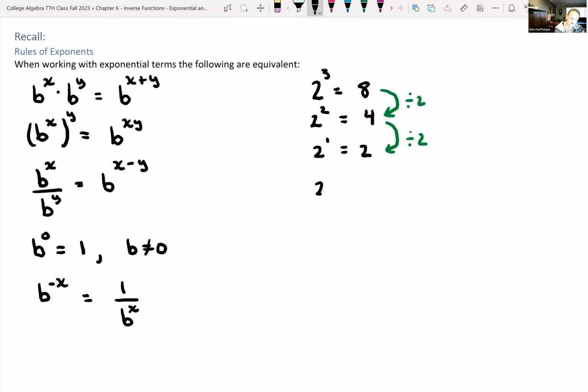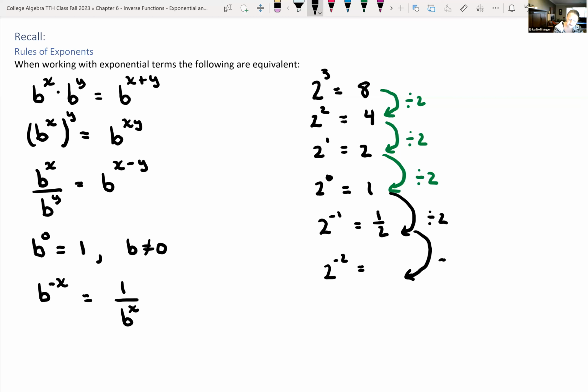If I look at 2 to the 0 power, well, that's 1 less 2 than we had above. So divide that by 2. Well, 2 divided by 2 is 1. 2 to the negative 1 power. So we're taking 1, dividing it by 2. And that gives us 1/2. Let's just do one more. 2 to the negative 2 power. So this is dividing 1/2 by 2.